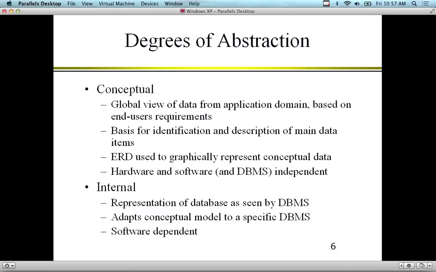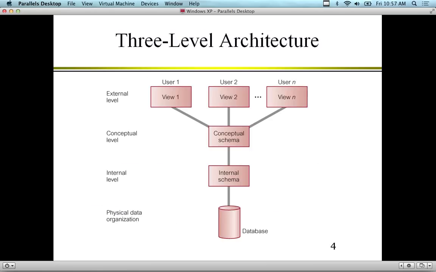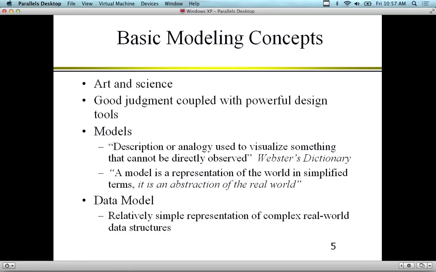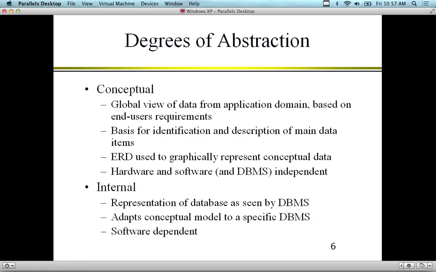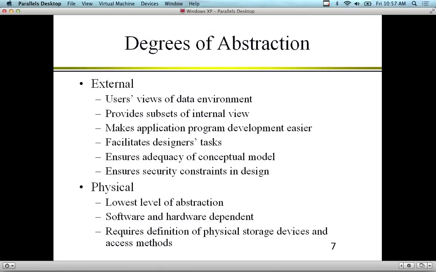So we have degrees of abstraction, and those are the degrees which I was just discussing in this particular picture here, with the external, conceptual, internal, and physical degree. So what we're working on is essentially the internal representing of the database in terms of its components. So it adapts the conceptual model. Software dependent usually, because we're relying upon the ability to create tables to store this data in.